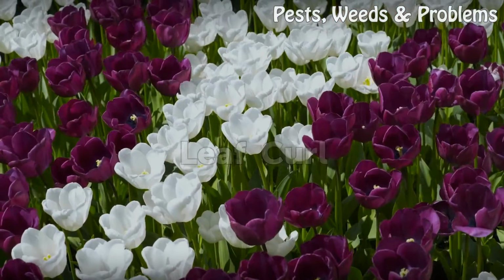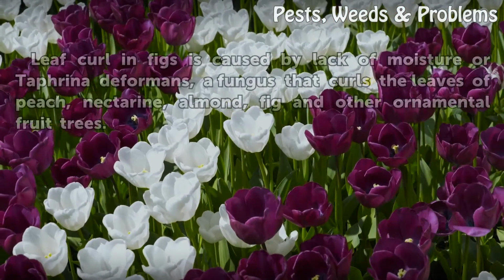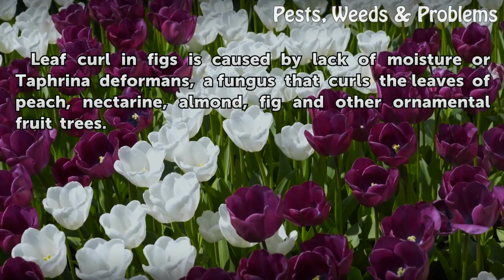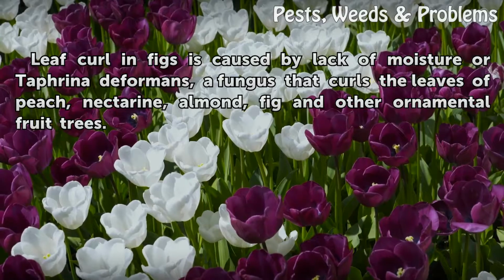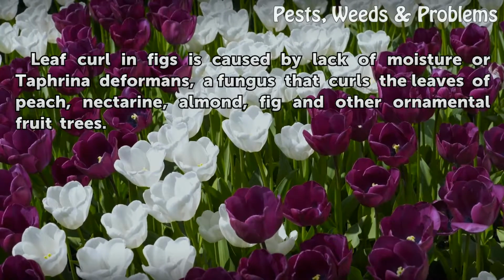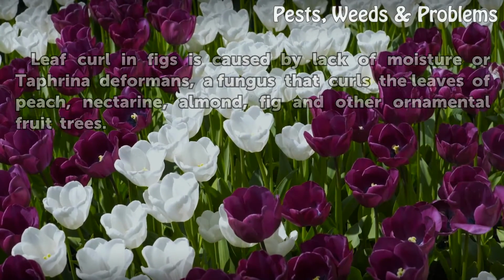Leaf curl. Leaf curl in figs is caused by lack of moisture or Taphrina deformans, a fungus that curls the leaves of peach, nectarine, almond, fig and other ornamental fruit trees.